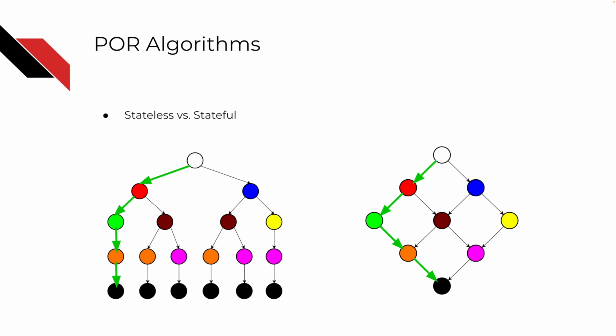Different states are shown in different colors, and as expected, there is no state with the same color in stateful version. As you can see, after exploring the first execution shown with green arrows, when the search explores the second execution, transitions shown with red arrow will not be executed in a stateful algorithm, because it is from this orange state which is already visited in the previous execution.